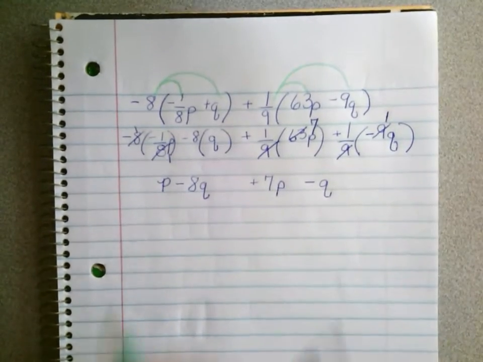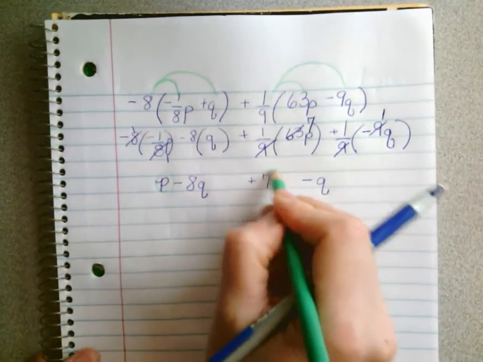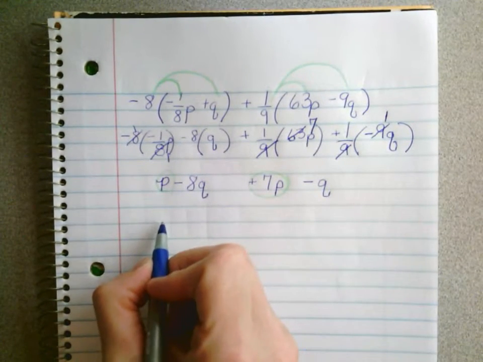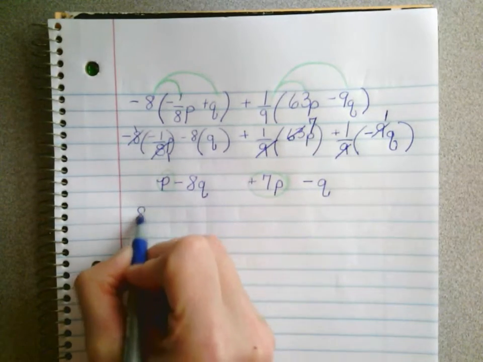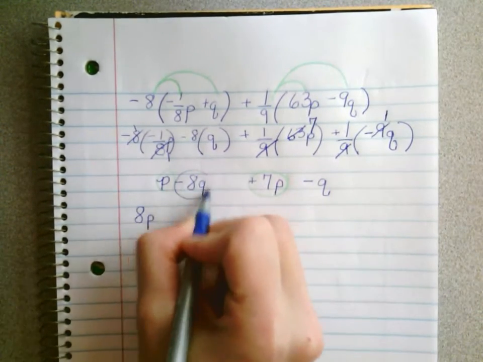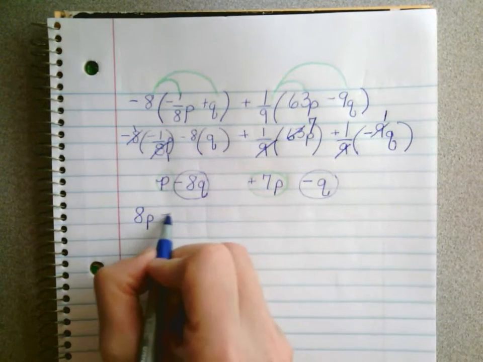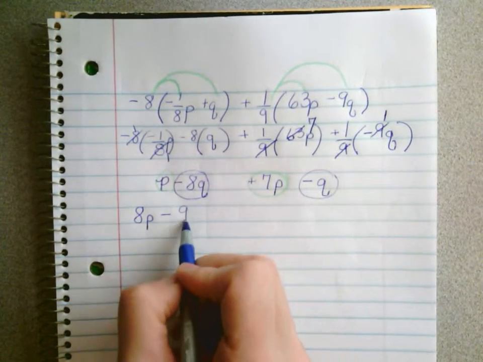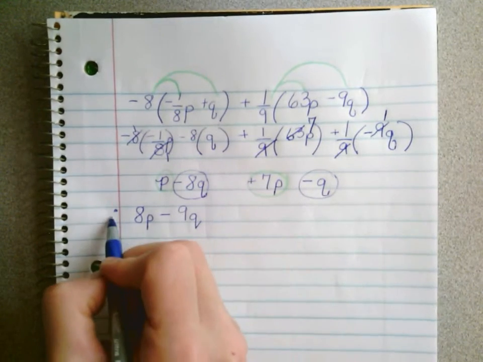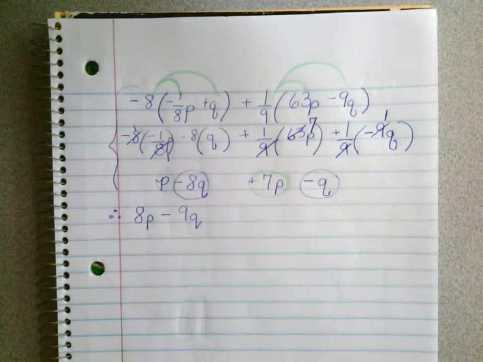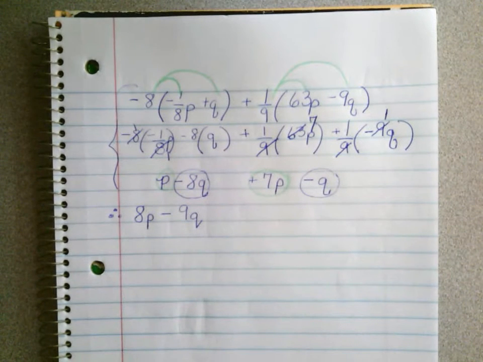Let's collect our variables. We've got a positive p and a positive 7p. What's the sum of that? Good. And then let's collect our q's. What's the sum of that? Negative 9q. Yeah, good. This here, I know takes up a lot of space, but if you break it out like that and take your time, it's a lot easier to see and correct any errors.